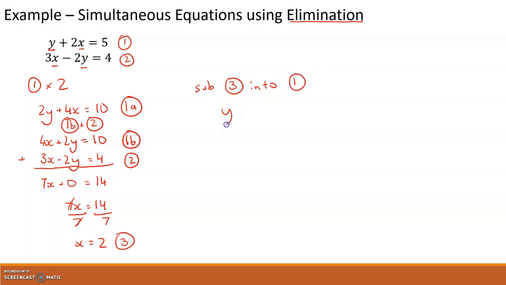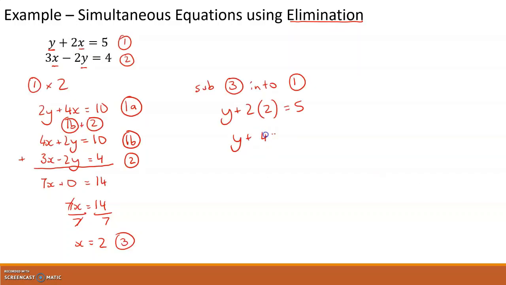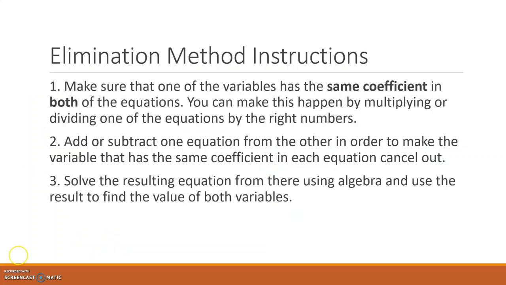So what that means is y plus 2. Now I'm replacing the x here with x equals 2. So y plus 2 times 2 is equal to 5. So y plus 4 equals 5. Alrighty, subtract 4 from both sides, and y is equal to 1. So therefore, my answer is x equals 2, y equals 1.